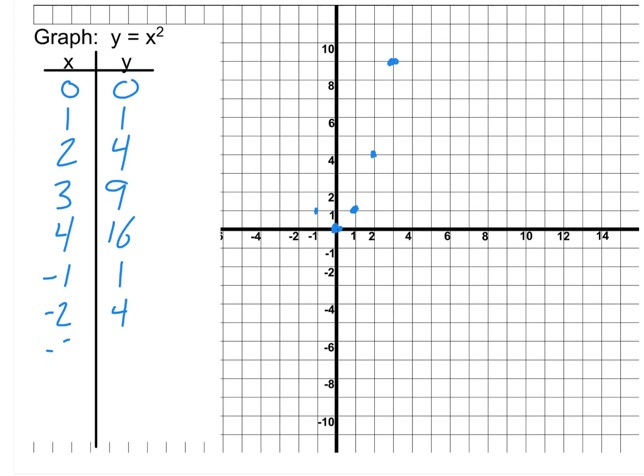4. -3, 9. -4, 16. We're just squaring each of those numbers. And notice every time you square a number, you always get a positive out. And so there we can actually see the points that we end up plotting and actually fitting on for this one.